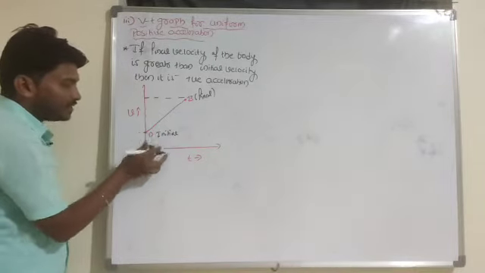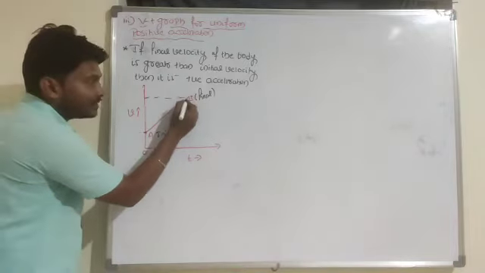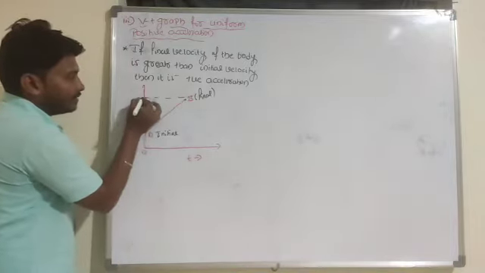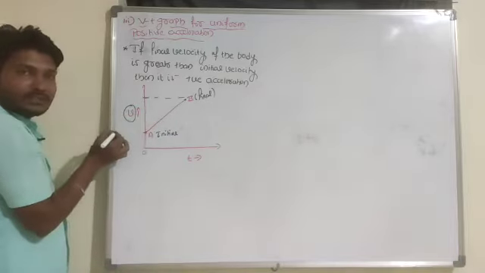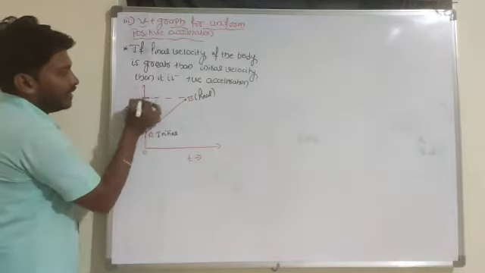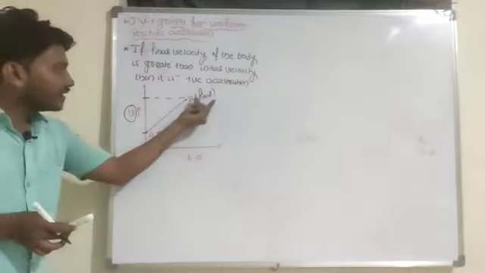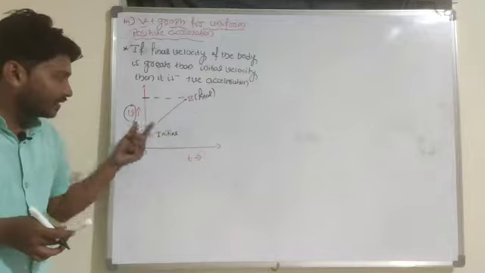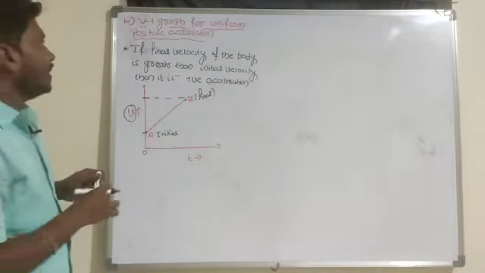Which value is greater here, initial velocity or final velocity? The final velocity value is greater here. At point B the y coordinate value is the velocity. So the final velocity is this point and the initial velocity is this point. Final velocity is greater than the initial velocity, so such acceleration is positive acceleration.